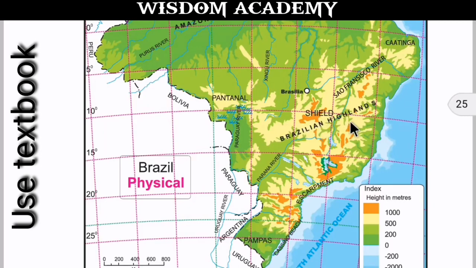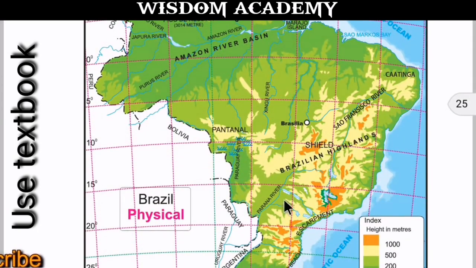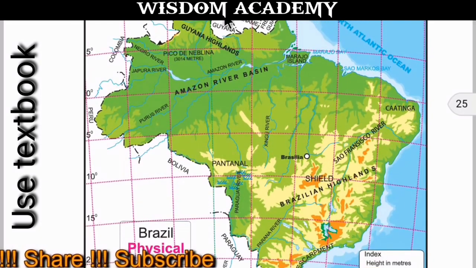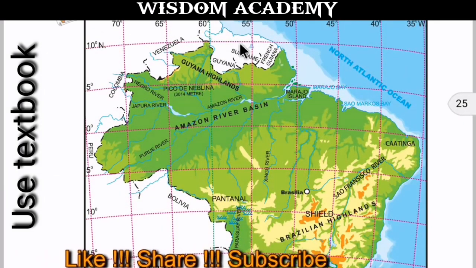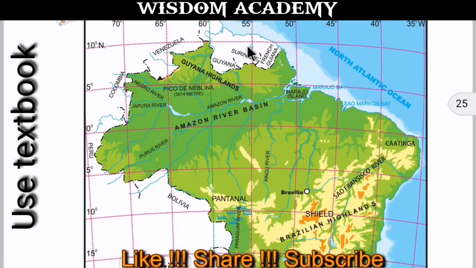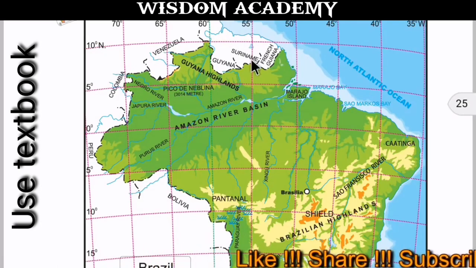Brazilian and Guiana Highland together form the core of South American continent. So this is Guiana Highland and this is Brazilian Highland. These two parts are acting as a core of South American continent. The main part of Guiana Highland is in Venezuela. Here we are having Venezuela country, and it is extending up to French Guiana. This is French Guiana. So from Venezuela to French Guiana, we are having Guiana Highland.